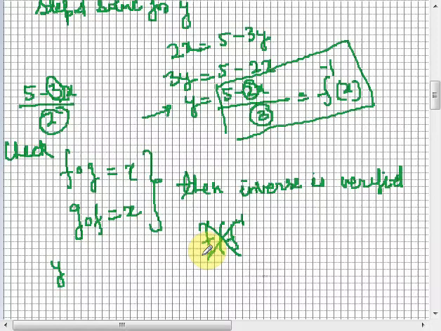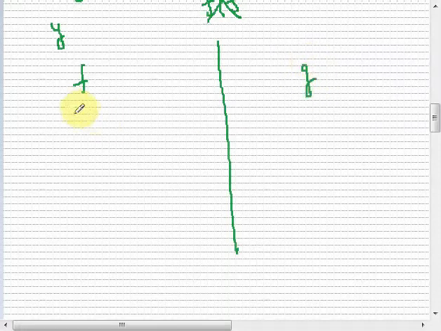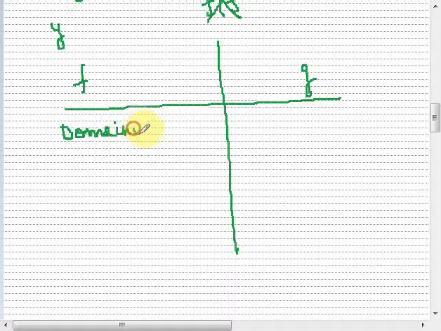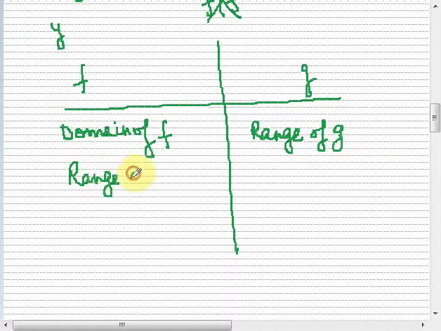One more thing, yes, now I recall. Suppose f and g are inverse functions, then the domain of f is the range of g, and the range of f becomes the domain of g. That is, range and domain interchange their roles in the inverse.